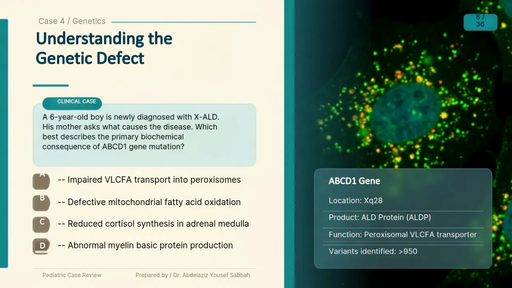Case 4. A 6-year-old boy is newly diagnosed with X-linked adrenoleukodystrophy. His mother asks what causes the disease. Which option best describes the primary biochemical consequence of the ABCD1 gene mutation? Option A, impaired transport of very long-chain fatty acids into peroxisomes. Option B, defective mitochondrial fatty acid oxidation. Option C, reduced cortisol synthesis in the adrenal medulla. Option D, abnormal myelin basic protein production. Recall what the ABCD1 gene actually encodes and where its protein product does its work.